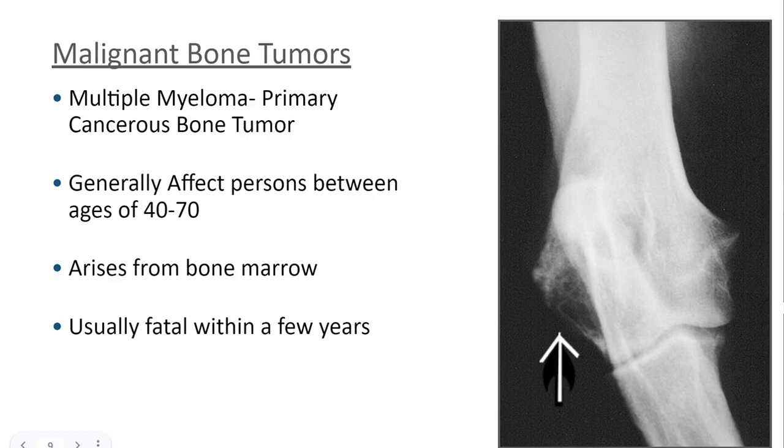They are highly malignant and usually fatal within a few years, unfortunately. The typical radiographic appearance includes multiple punched out or osteolytic lesions, and by osteolytic we mean destructive. They're taking away from bone density. And these lesions can be scattered throughout the affected bone. And here you see an example affecting the distal humerus.